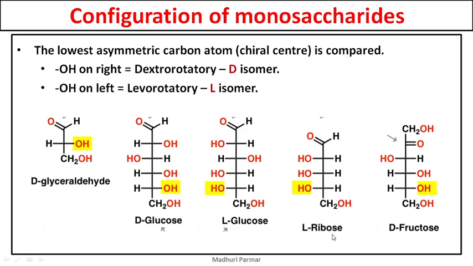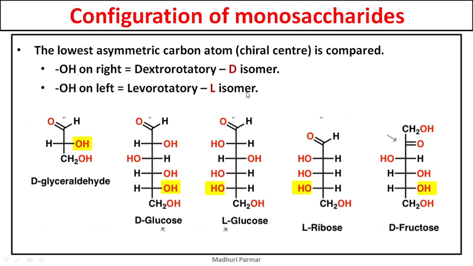Same way for ribose, which is a 5-carbon sugar. If it is on the left, you call it L-ribose. And here is fructose. Because the OH is on the right, you call it D-fructose. Clear? So this is the configuration of monosaccharides, or the D and L isomers.